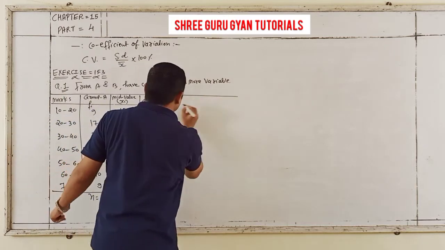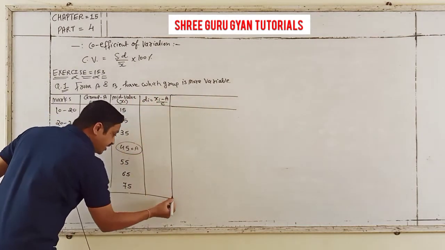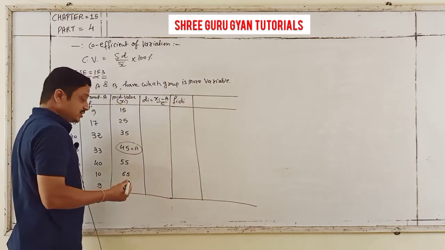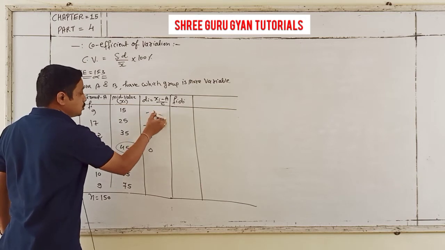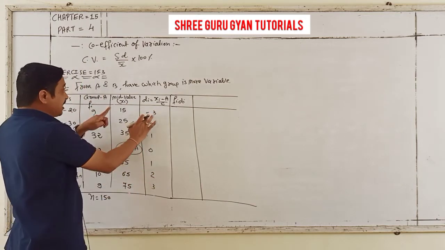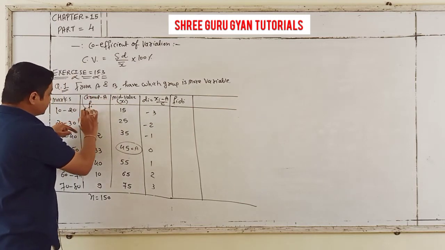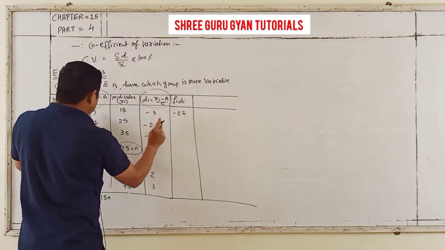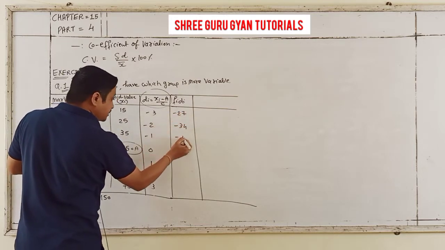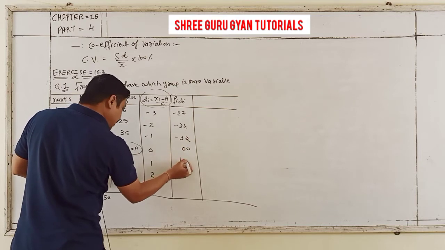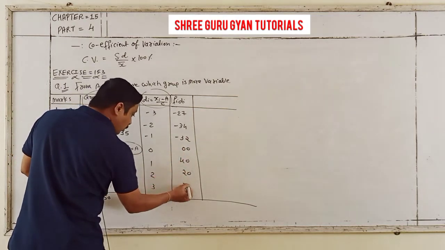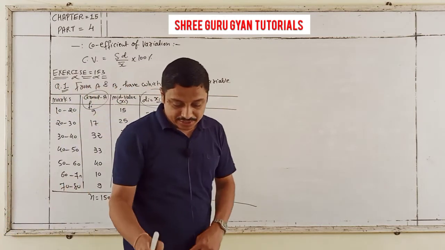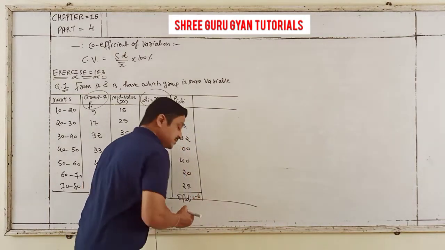Very easily you will find the total of fidi. Next, the table of fidi: di is minus 3, minus 2, minus 1, 0, 1, 2, 3. Multiply fi with di: 9 threes are 27, 17 twos are 34, minus 32, 0, 40, here 20, and 27. It is your sigma fidi, and using the calculator you easily get minus 6.